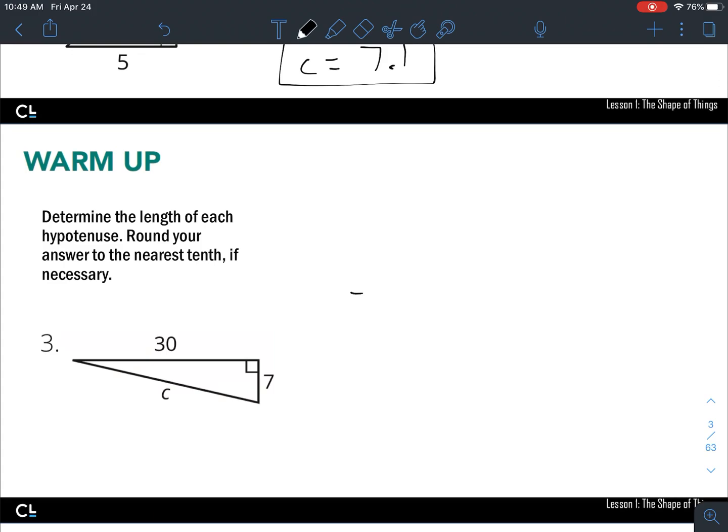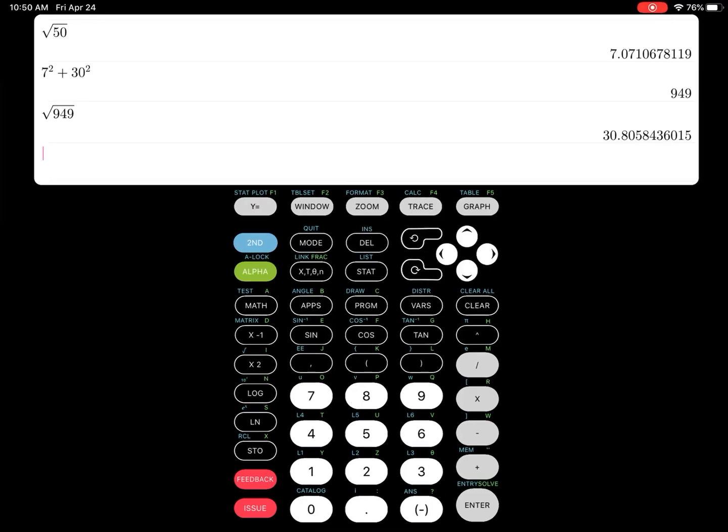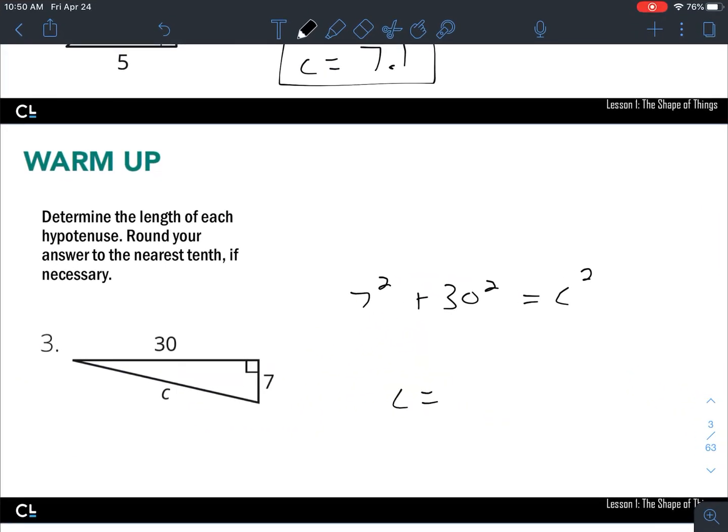Now this next one, same thing we've been doing, 7 squared plus 30 squared equals c squared. To make things easy, we can type in 7, and if we hit that x2, it gives us squared, plus 30 x2 gives us 949. We hit second, that symbol, and type in 949. It comes out to be 30.805. So we type this in as C is equal to 30.8.